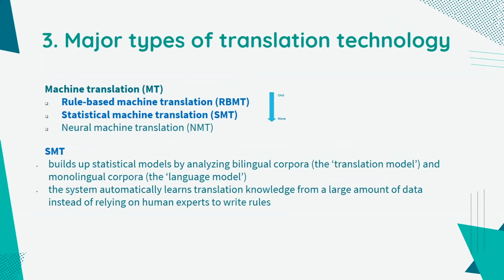As for statistical machine translation, it was built up by analyzing bilingual corpora. We call it the translation model, and monolingual corpora, it is called the language model. This system automatically learns the translation knowledge from a large amount of data instead of rules written up by human experts.